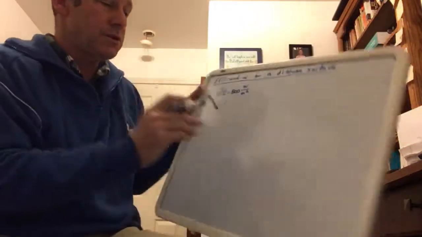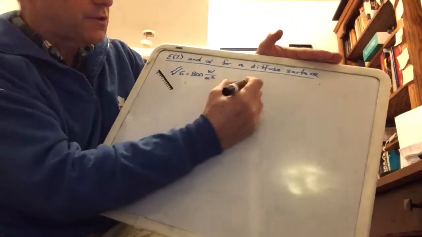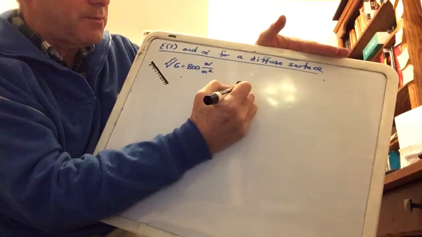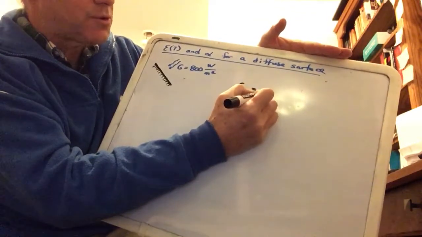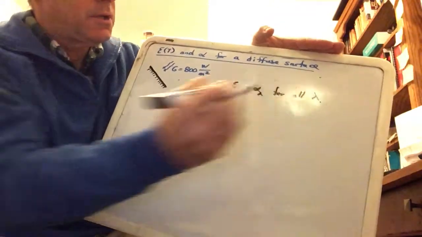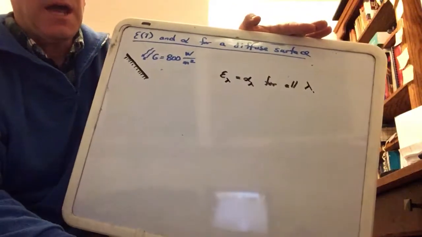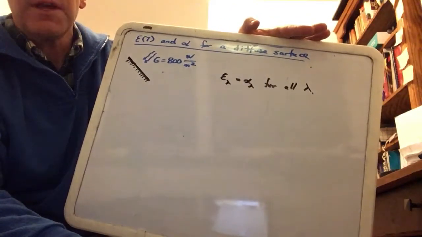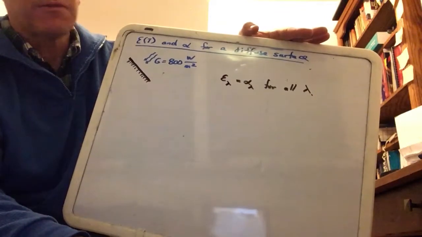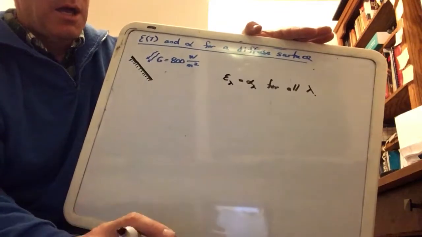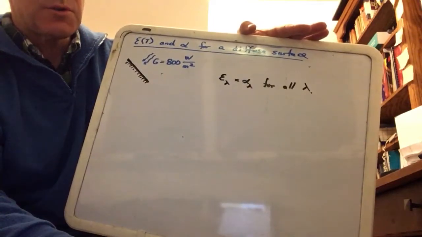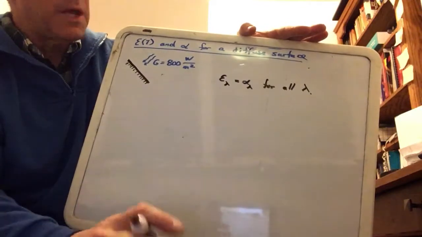A diffuse surface, in short, is a surface for which the spectral emissivity and the spectral absorptivity are the same for all wavelengths. That was part of homework number 9, part 1, something that you're responsible for understanding. In that homework, I asked you to write down the 2 conditions for which that is true.